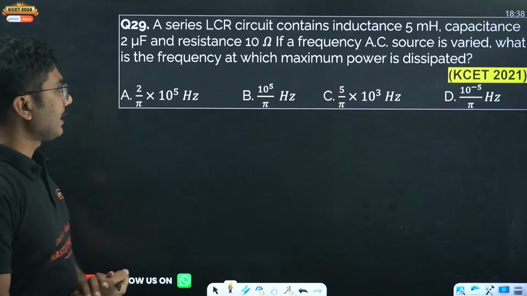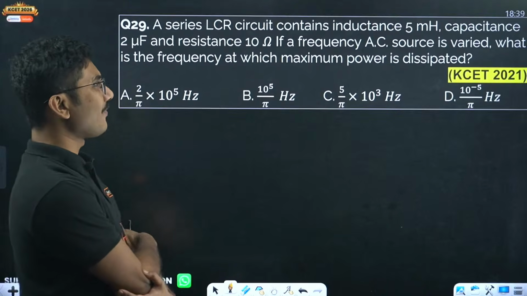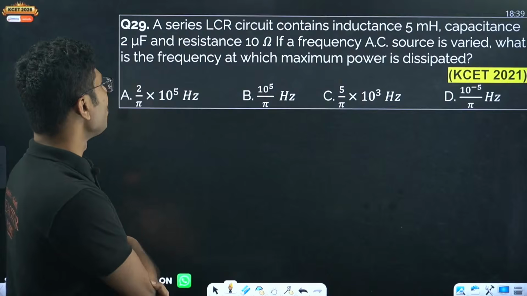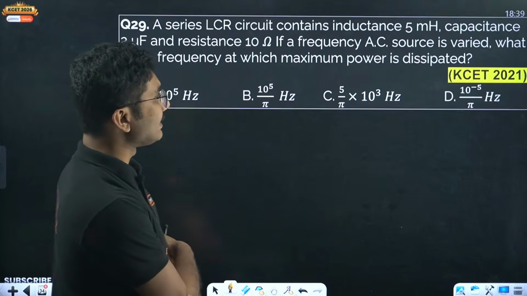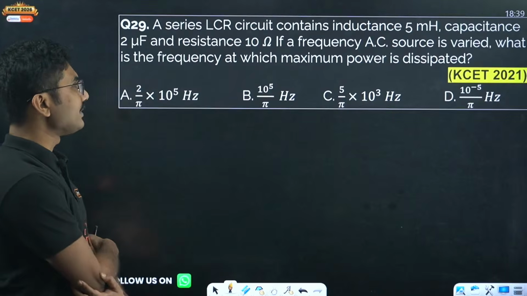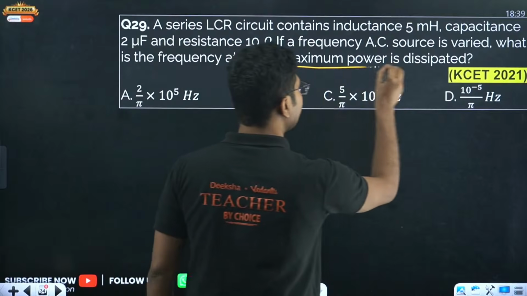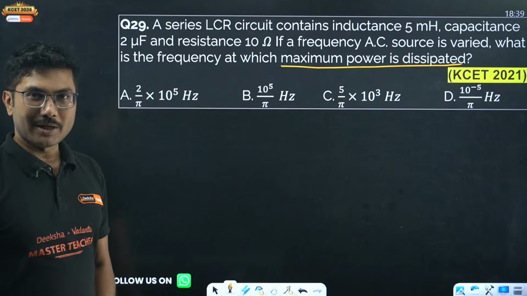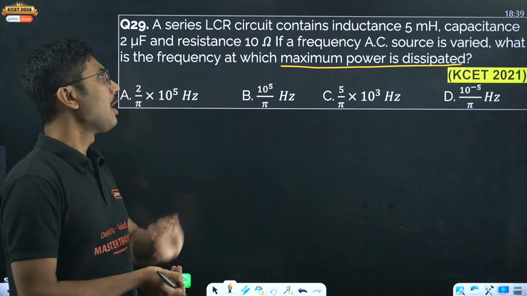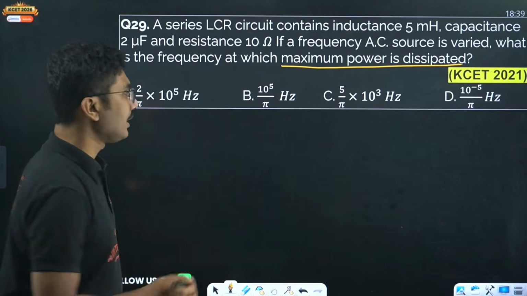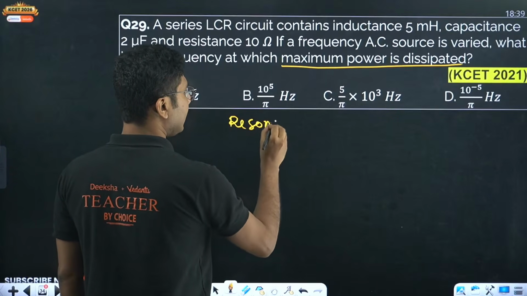Okay, now next question. A series LCR circuit contains inductance 5 millihenry, capacitance 2 microfarad and resistance 100 ohm. The frequency of the AC source is varied. What is the frequency at which maximum power is dissipated? Again, maximum power is dissipated. Okay, current is maximum, voltage across resistance is maximum, power factor is maximum. These all refer to only one thing, that is resonance.